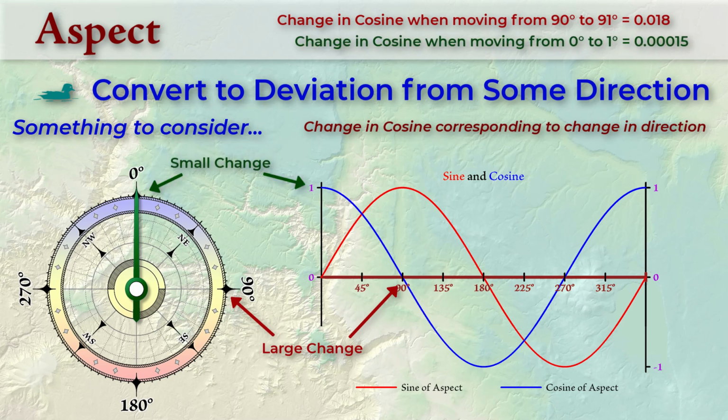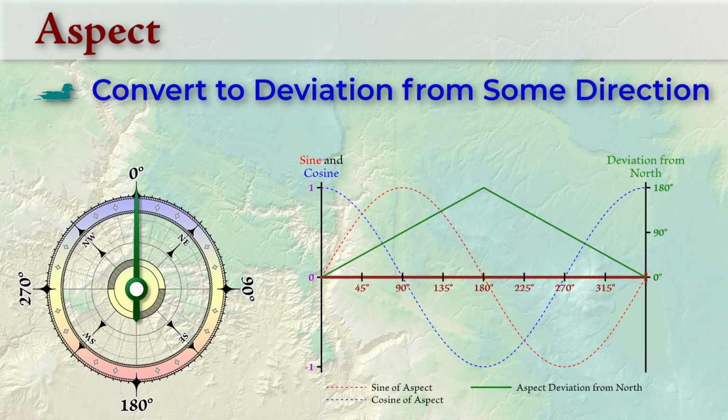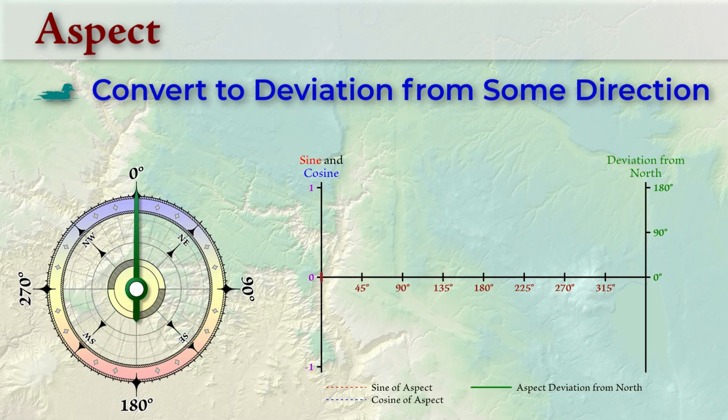So we have over 2 orders of magnitude difference in the effect of performing a cosine transformation depending on what aspect values we convert. And this may or may not be a problem for your project, and it's up to you to make that decision. If you like, you can always just take the pure deviation from north in degrees without doing any trigonometric transformations on it, and in this case you end up with a value ranging between 0 and 180, where 0 means it's facing north directly and 180 means it's facing directly south.